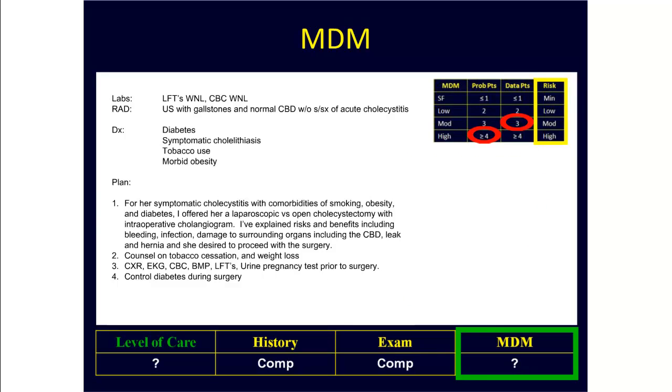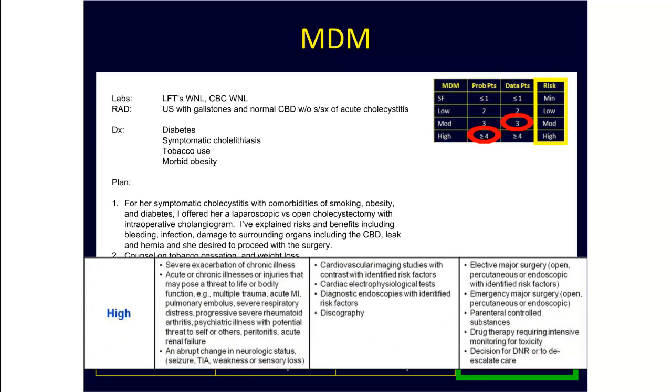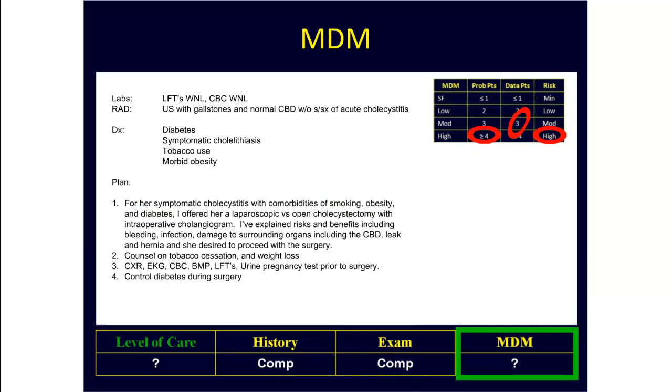Looking at the risk, to be honest, I'm not quite sure how to score this, but there is documentation of several risk factors for surgery. So I'm going to give credit for elective major surgery with identified risk factors, which would make this a high-risk encounter. So looking at the medical decision-making, we have 4 or more problem points, 3 data points, and high risk. Since only 2 out of 3 dimensions are needed, this adds up to high complexity medical decision-making. So now the final key component is known.